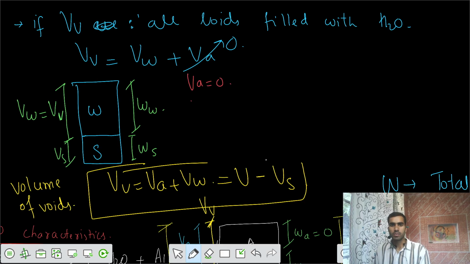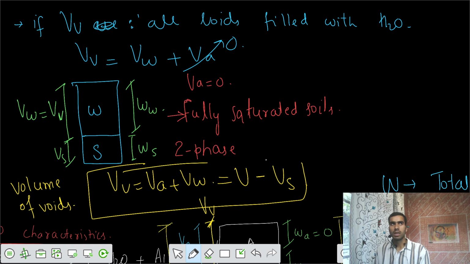In this case, we call it fully saturated soil. That means the soil is fully saturated with water, all the pores, all the voids are filled with water. And we call it a two-phase diagram, because there is no air, so we can't show air. There's no volume and no space for air. We are only having water and solids. That is the two-phase diagram for fully saturated soils.